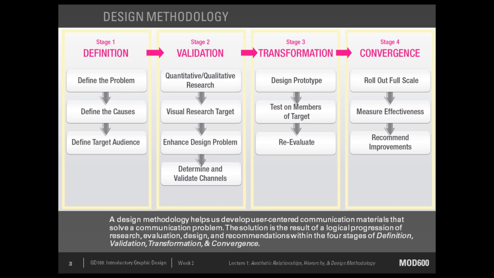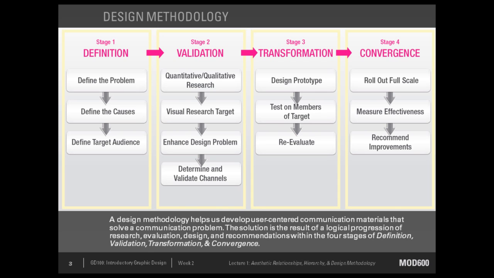Let's delve into the granular aspects of it, just to give you a little more detail about this. So stage 1, definition. It's got 3 steps to it. There's define the problem, define the causes, and define the target audience. So when you define the problem, you want to ask yourself questions like, why is design necessary for this? How significant is the problem? What is the problem? And can visual communication really contribute to a solution?